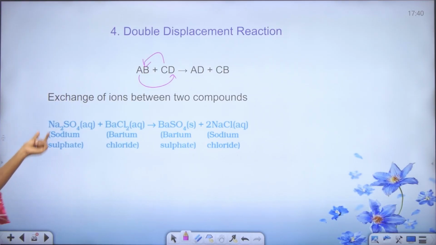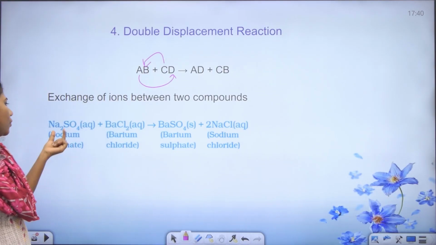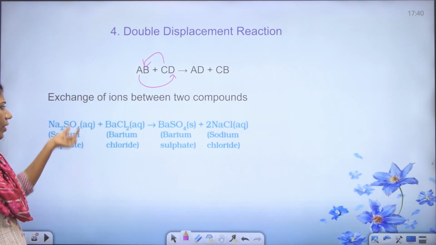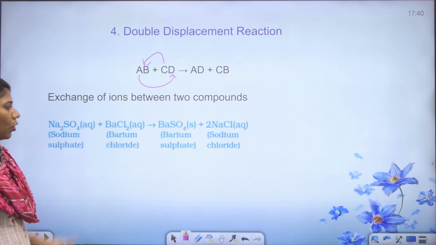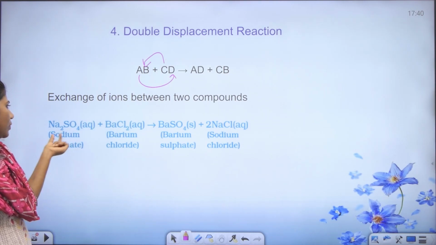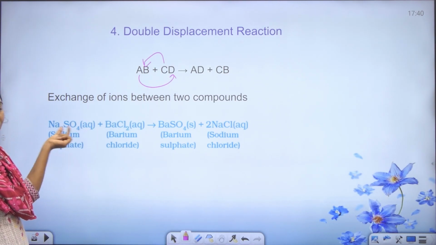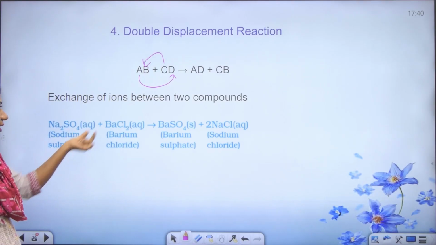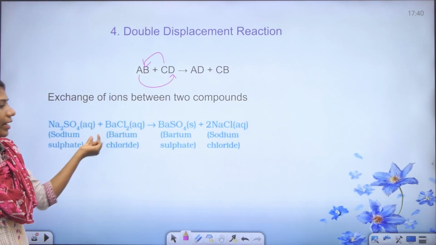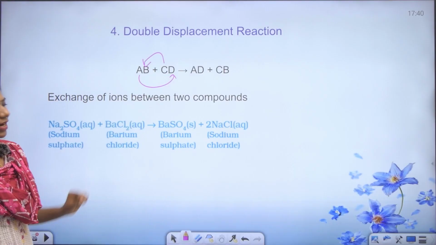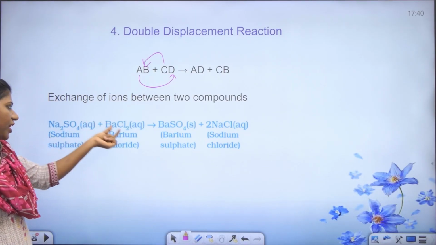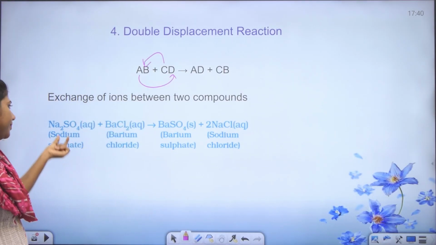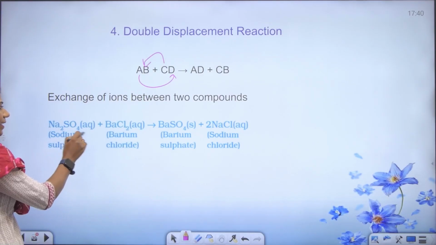For example, sodium sulfate, Na2SO4, reacts with barium chloride, BaCl2. Sodium sulfate in aqueous, that means sodium sulfate dissolved in water. Barium chloride in aqueous, that means barium chloride dissolved in water. Here, aqueous is indicated.